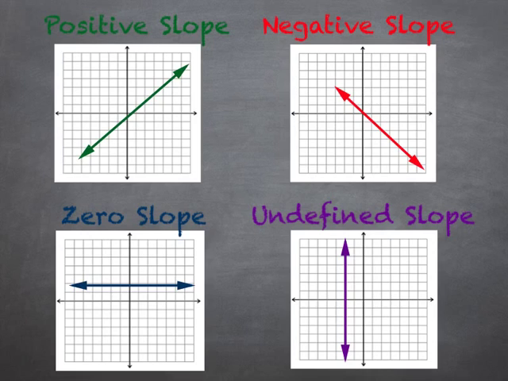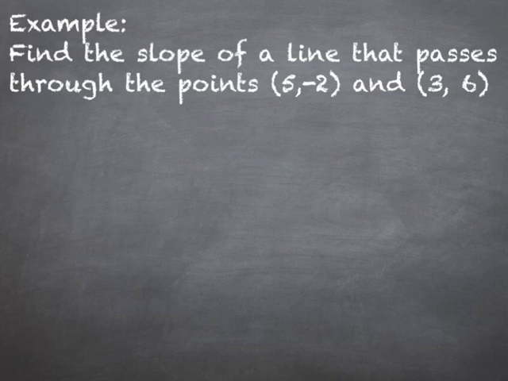Our slopes can be positive, negative, 0, or undefined. We read it kind of like a book going from left to right. So if going left to right, it's increasing, that's a positive slope. Left to right, it's decreasing, that's a negative slope. If the line is just a straight line, we have a 0 slope, and if it goes up and down, that's an undefined slope. So I know this video's getting toward the end, but let's go ahead and calculate some slopes.